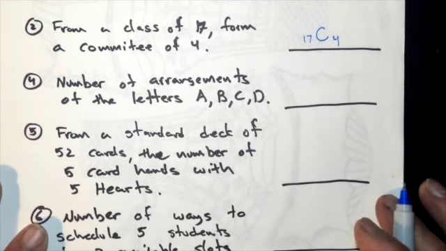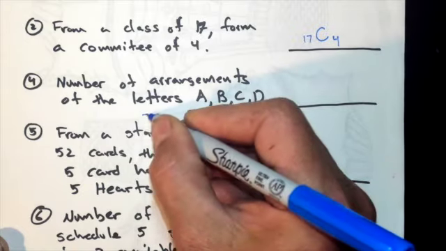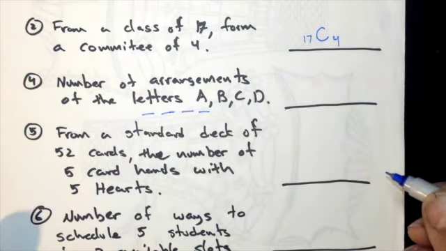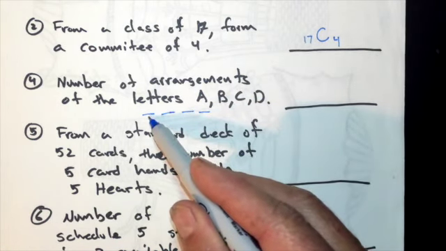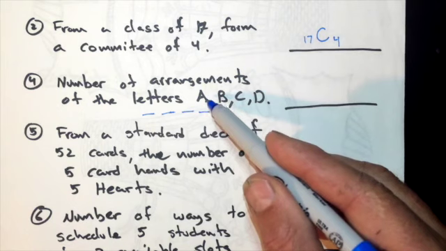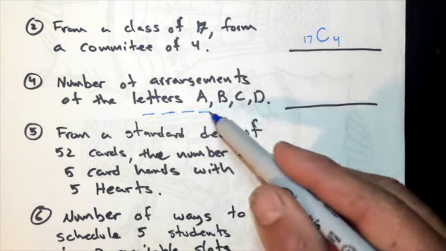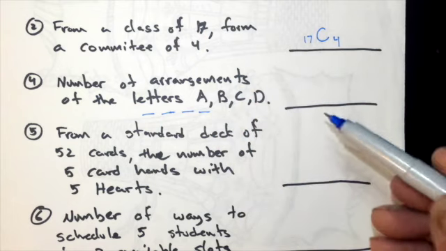Number 4, the number of arrangements of the letters A, B, C, and D. Okay, now I'm going to think about it this way. I've got 4 letters. I'm going to put them in 4 positions. So first, I could think about which letter goes into the first one, but I want us to think about it a little different today. I'm going to think about how many choices for positions do I have for A? How many choices for positions do I have for B and C and D?